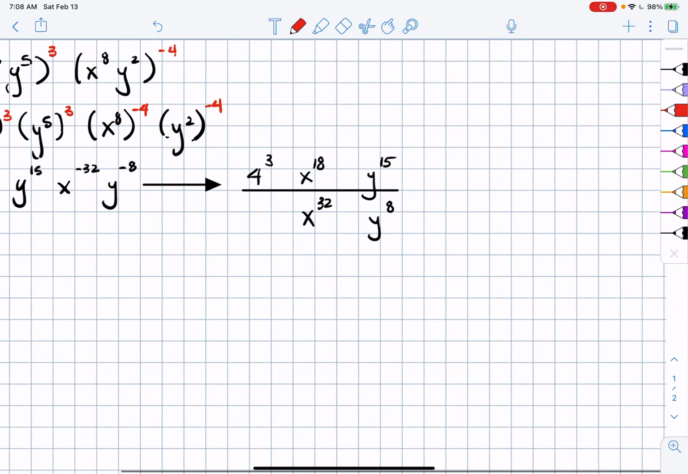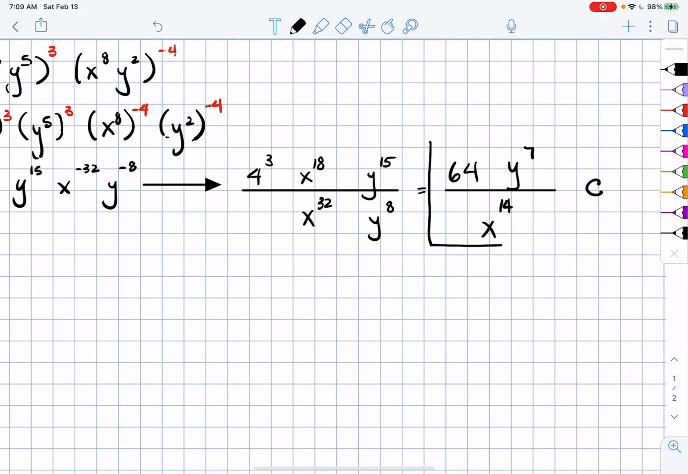So what do I have here? I've moved, now I can simplify. 4 to the 3rd power is 64. I have 18 x's on top, 32 x's on the bottom, so I'm going to have 14 x's left on the bottom. With the y, I have 15 y's on top, 8 y's on the bottom, so I'm going to have 7 left on top. That would be my answer, and that is choice number C.